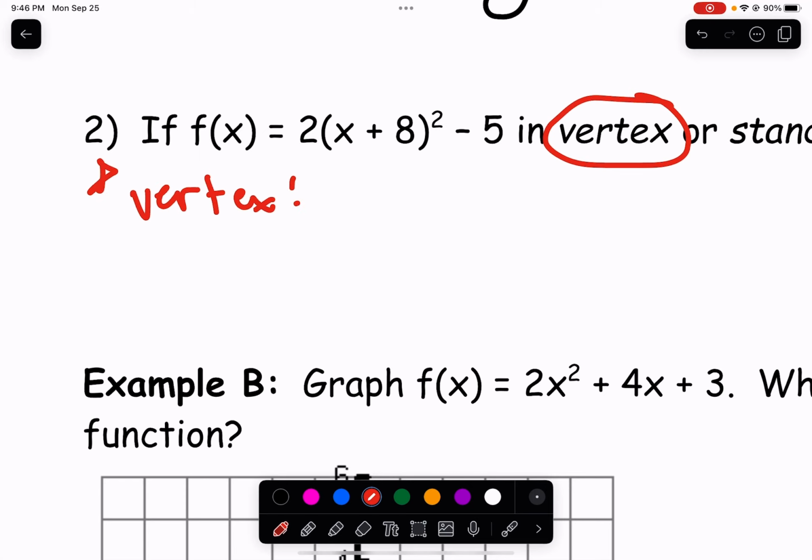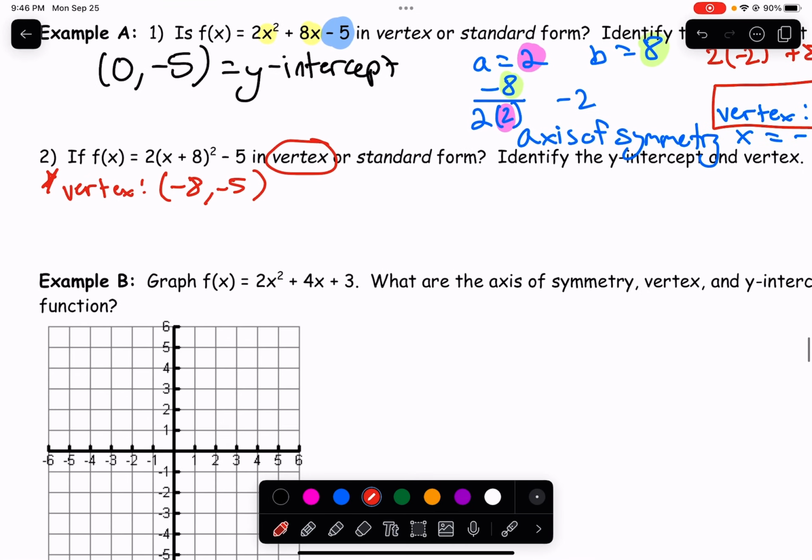All right, what would be the vertex of this one? The vertex is -8, -5. All right. Now, finding the y-intercept, it's not as in your face as standard form, but we can easily find it. We know that y-intercepts always have an x value of 0. So what you're going to do is plug in an x value of 0 into this guy.